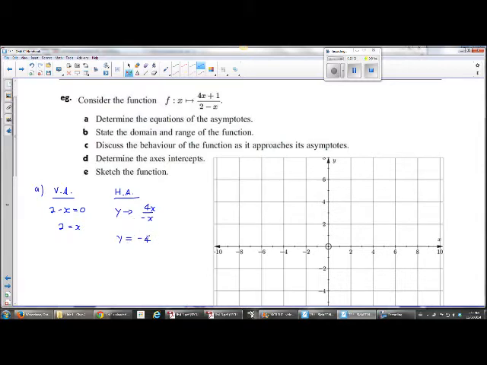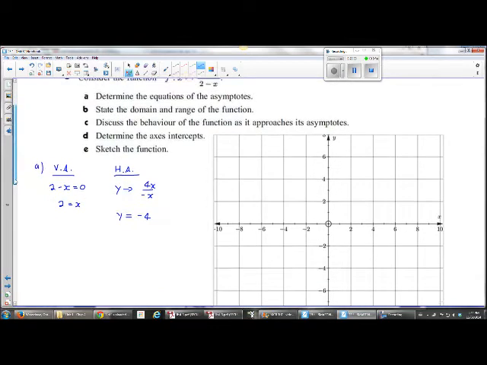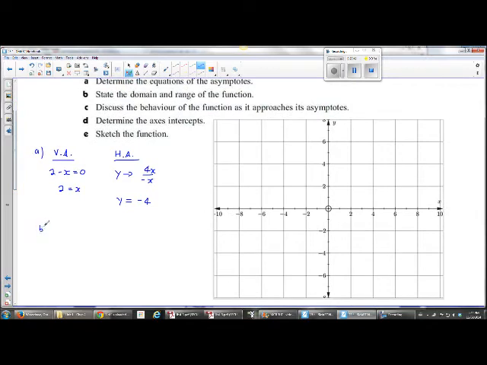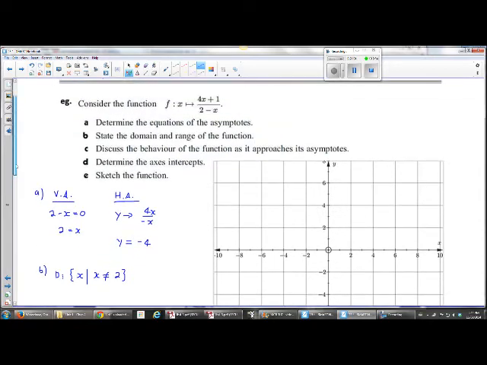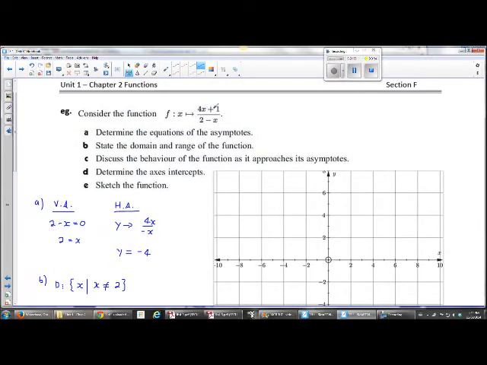Now we want to state the domain and range. So the domain comes directly from looking at the vertical asymptote. So the domain is the set of x values such that x cannot equal 2. That comes directly from the vertical asymptote, because we found the vertical asymptote, which is where the graph is undefined. So if the graph is undefined at x equals 2, then that means that the value of x equals 2 cannot exist for the domain of the function itself.